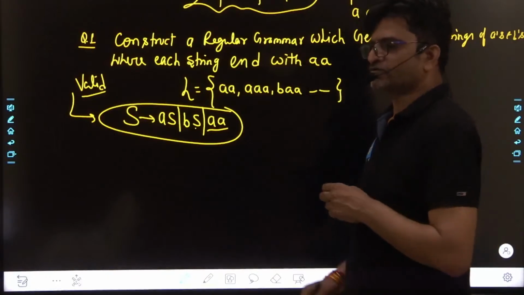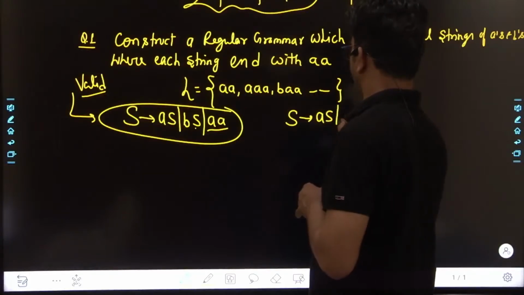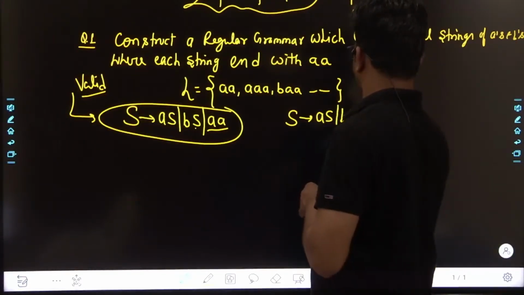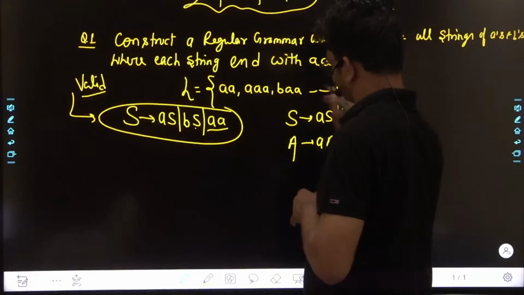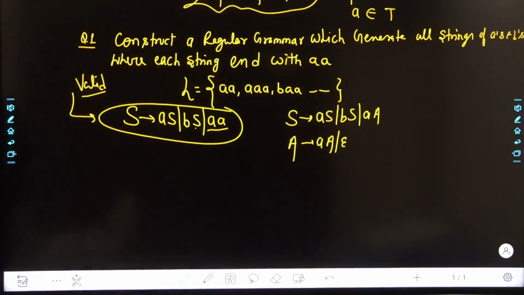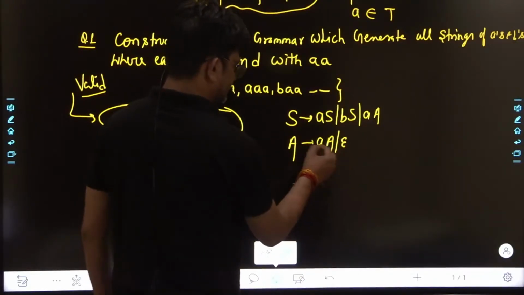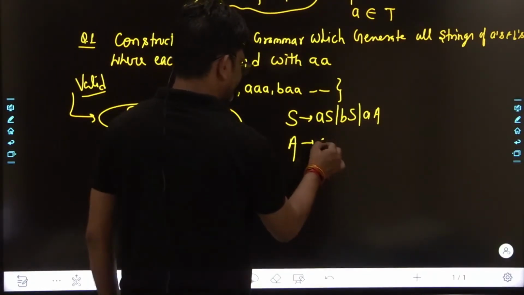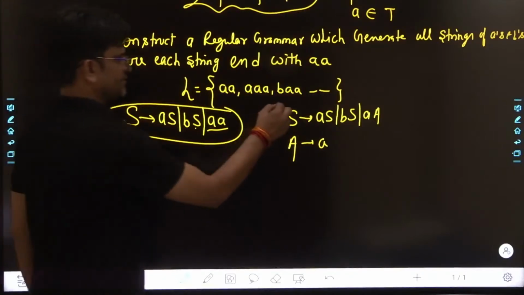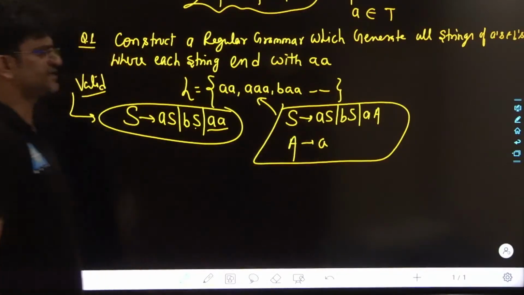But this grammar does not follow the rule of restricted right linear form because of this. So what is the restricted right linear form? S generates A S, B S, A capital A. Capital A generates A, epsilon. Because of this it generates only a single A. So this is not right. Terminate A with a small a. So this grammar generates this language and it follows the restricted right linear form.